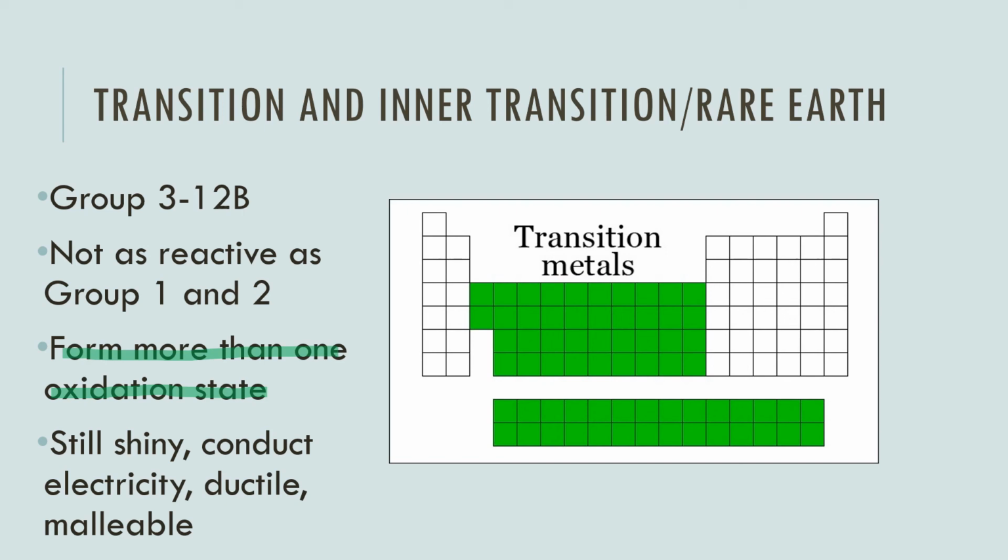So they can lose 1 electron, sometimes they can lose 2, 3, some transition metals can even lose up to 7 electrons. Now these transition and inner transition or rare earth metals, they're still shiny, they still conduct electricity, they're still ductile and malleable. The biggest difference between transition metals and alkaline earth metals is just their reactivity. So they're not as reactive and they form more than one oxidation state. Once you've copied down their characteristics, make sure you turn to the front, you color code your transition metals, and you label them appropriately.